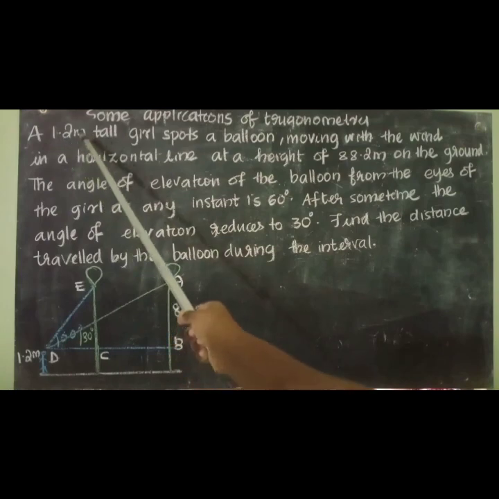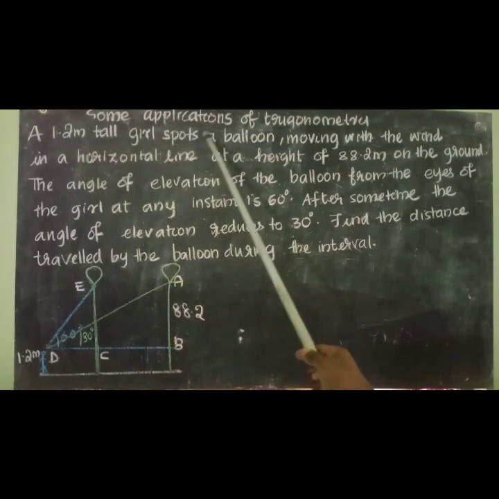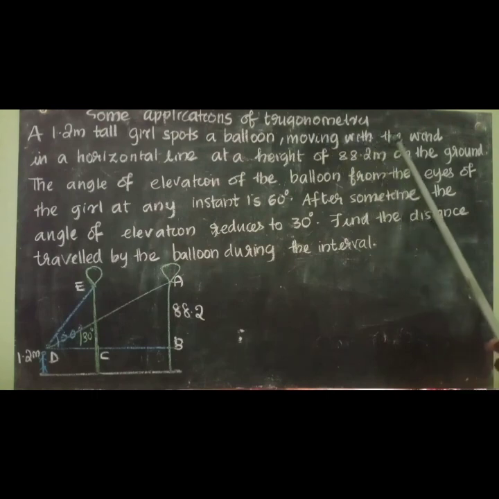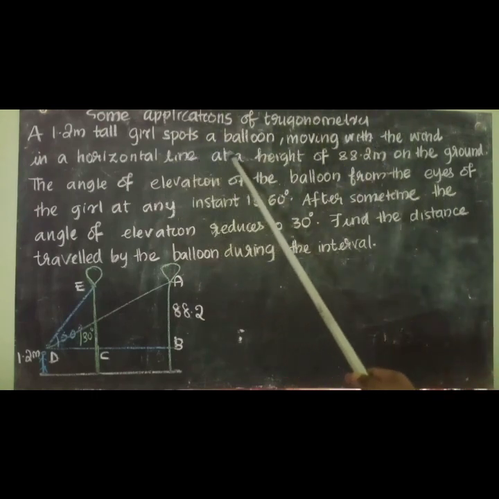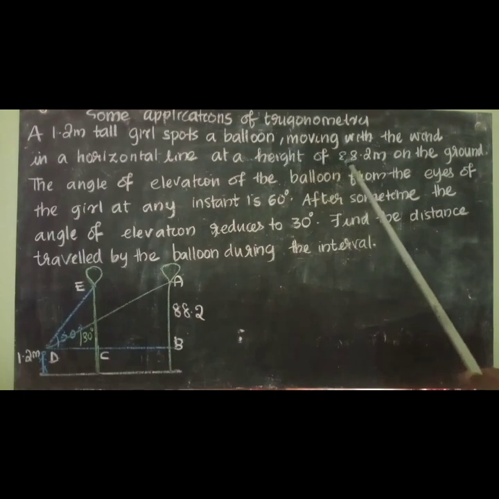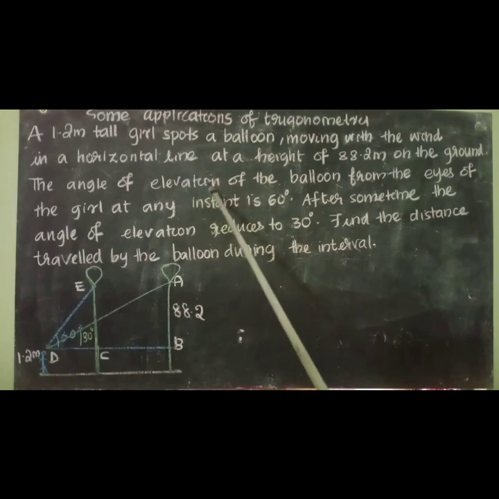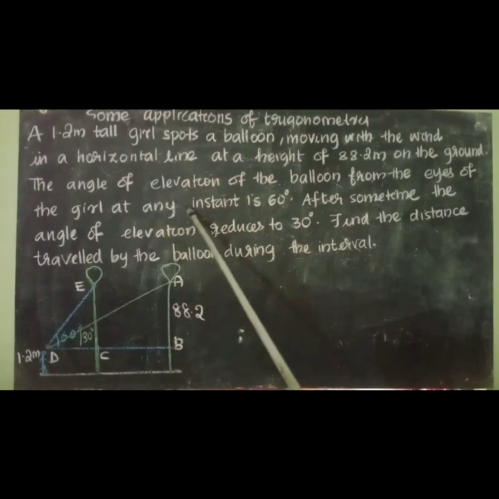A 1.2 meter tall girl spots a balloon moving with the wind in a horizontal line at a height of 88.2 meter on the ground. The angle of elevation of the balloon from the eyes of the girl at any instant is 60 degree. After some time, the angle of elevation reduces to 30 degree. Find the distance traveled by the balloon during the interval.